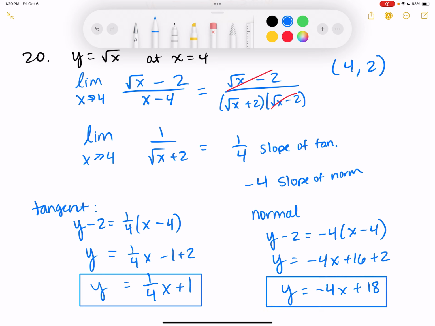And now, if you left it in point slope form, again, I would be totally fine with the tangent and normal being left that way. Yep, it's Friday. There we go, words.